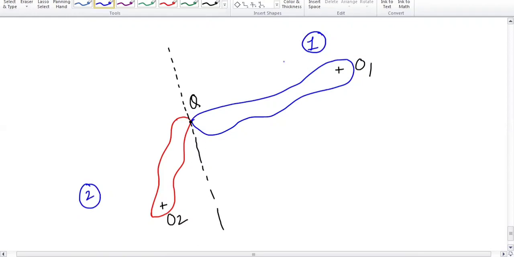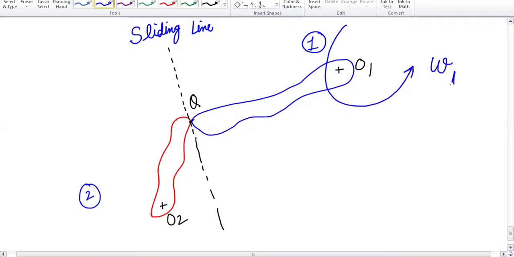So this black line is known as, usually, what? Sliding line. This black line is what? Sliding line. So there must be some linear velocity component and angular velocity component also. If this body is rotating, Anjali, in anti-clockwise direction, having angular velocity omega 1, and this body is rotating in clockwise direction, and angular velocity is what, Anjali? Omega 2.